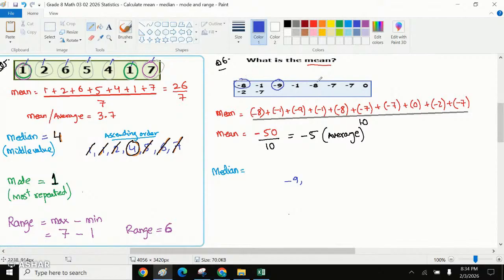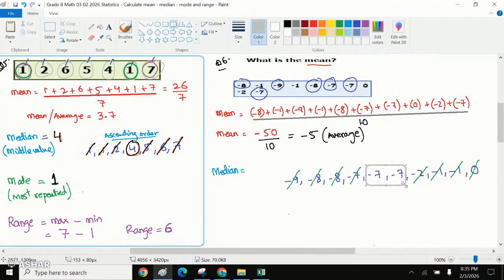Then we have -8s, then -7 thrice, right? Then it should be -2. We have twice of -1 and we have a 0. So how can we find the middle value? We cancel the last, we cancel the first, we cancel the second, second last, third, third last, fourth, and fourth last. Now we are left with 2 values over here, right?